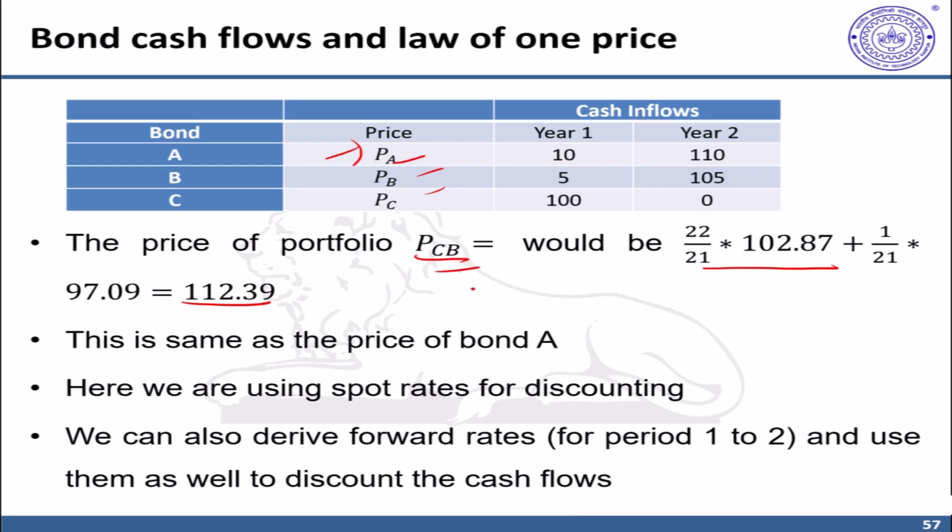Now, in this case, we discounted using spot rates. You could have also derived forward rates F12 using S01 and S02 using the techniques that we described earlier. And these forward rates can also be used to discount the cash flows.